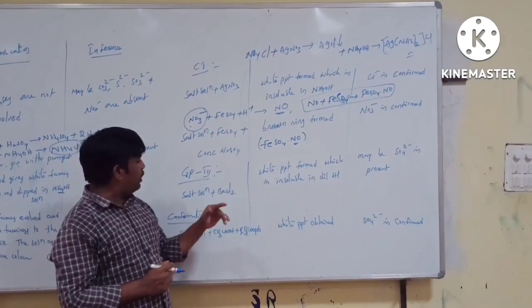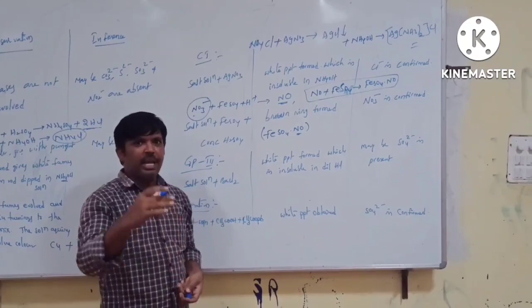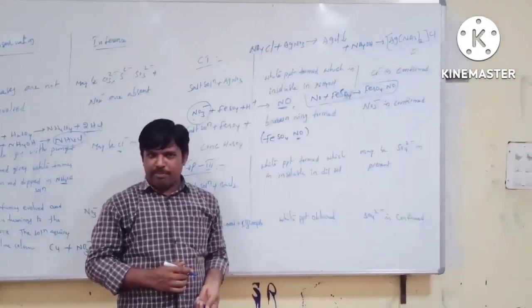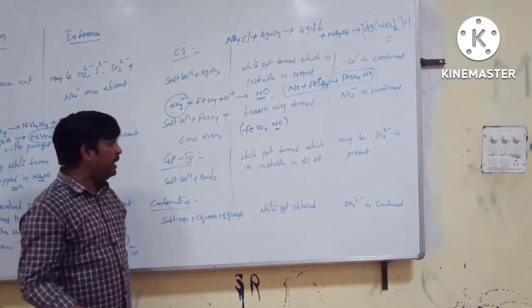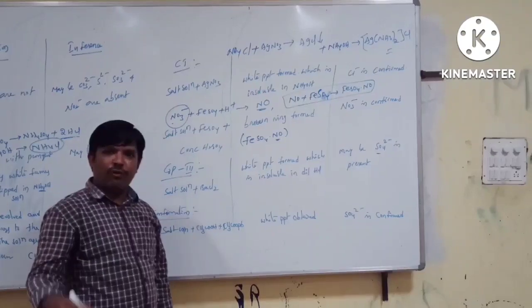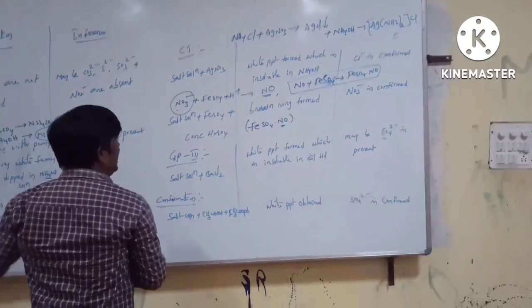Then we go for group 3. Salt solution plus barium chloride. You have to add barium chloride, and a white precipitate is formed. Why a white precipitate? Because if the salt contains sulfate, for example magnesium sulfate, barium sulfate forms.